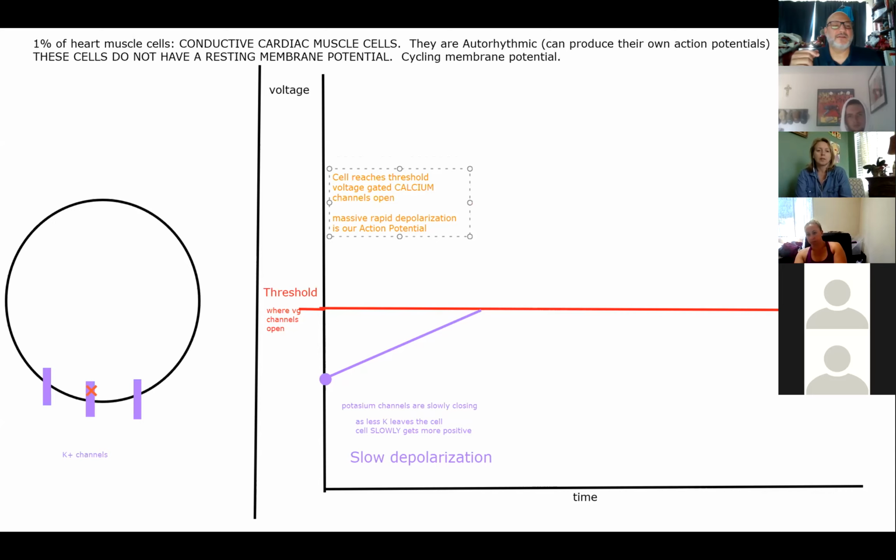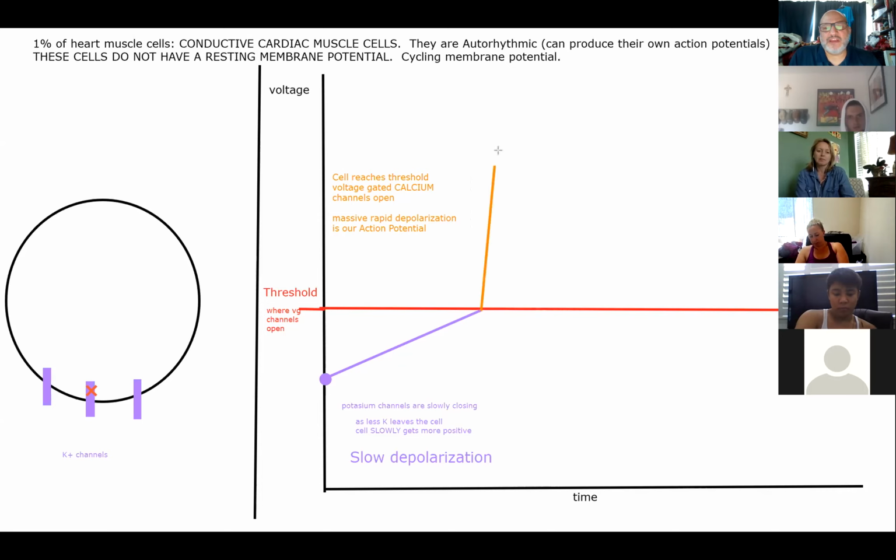Wait, what? You said calcium or sodium? I said calcium. I even wrote calcium. That can't be right, can it? Yeah, it's calcium. Every other action potential we have ever talked about in the history of 430 and 431 has involved sodium, except this one. Here we open voltage-gated calcium channels, and we get this big, massive, rapid depolarization. So we had the slow depolarization, now we have the rapid depolarization.